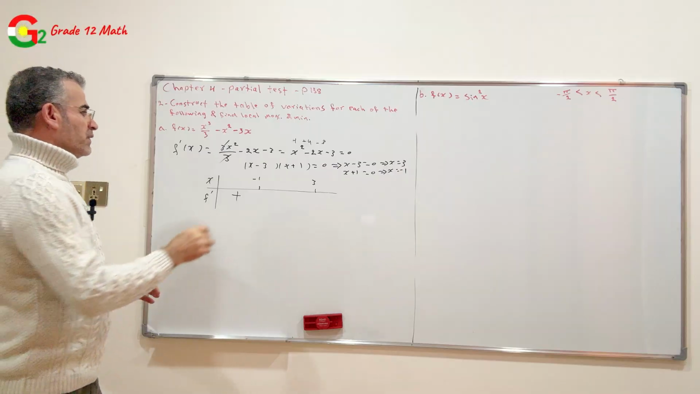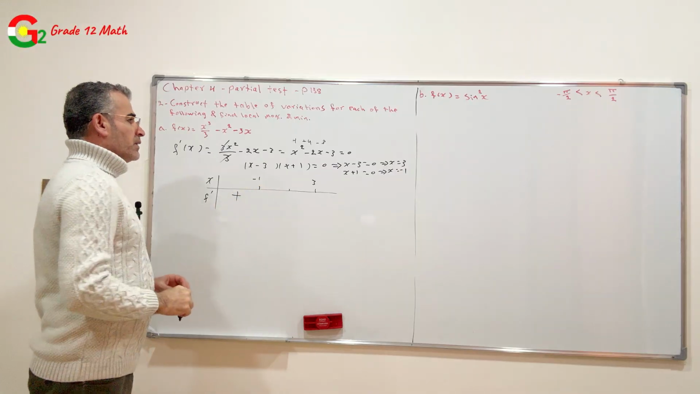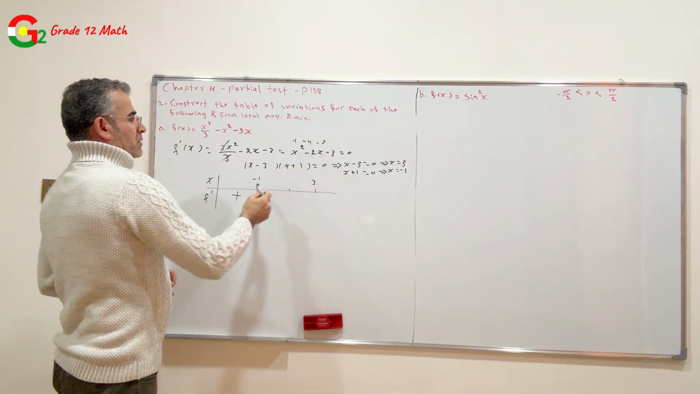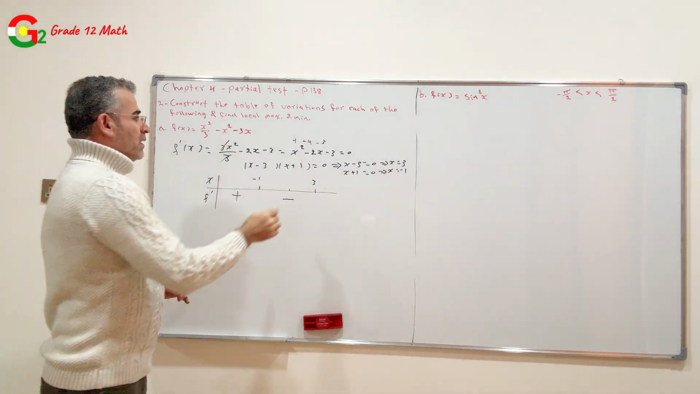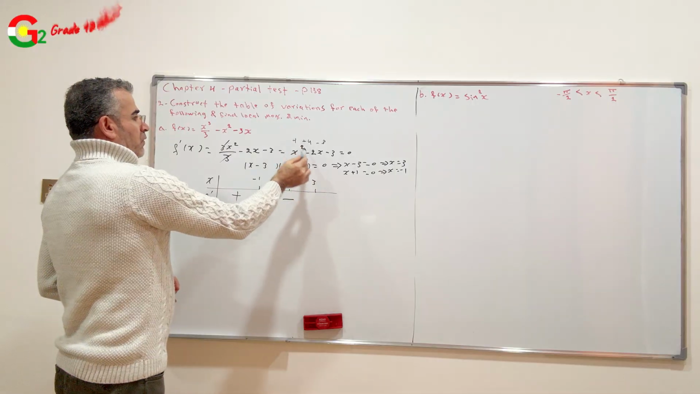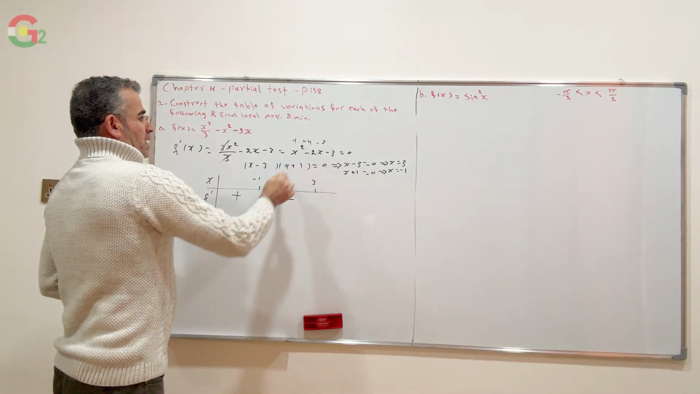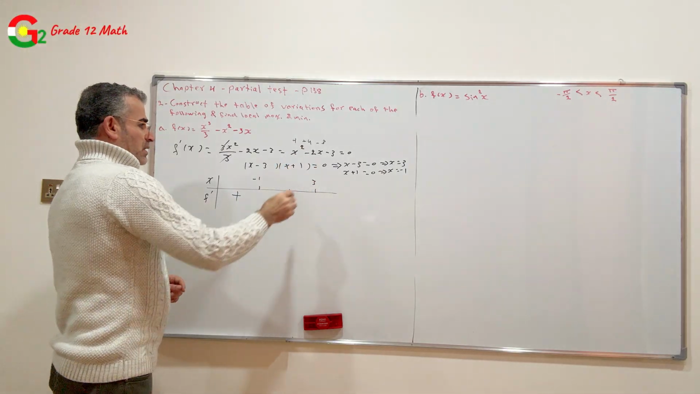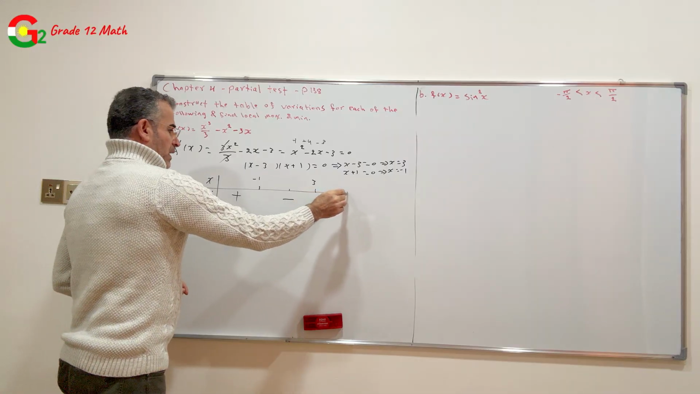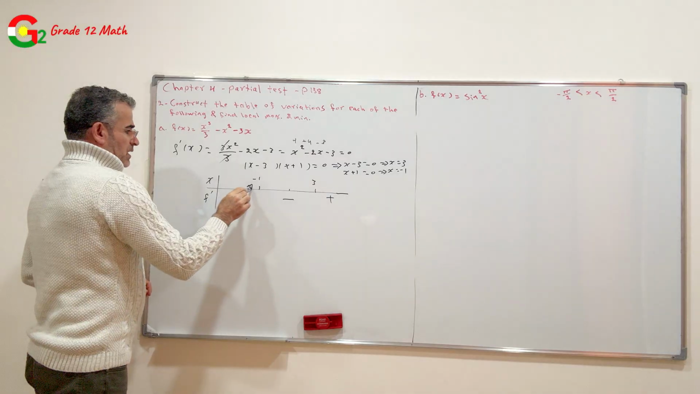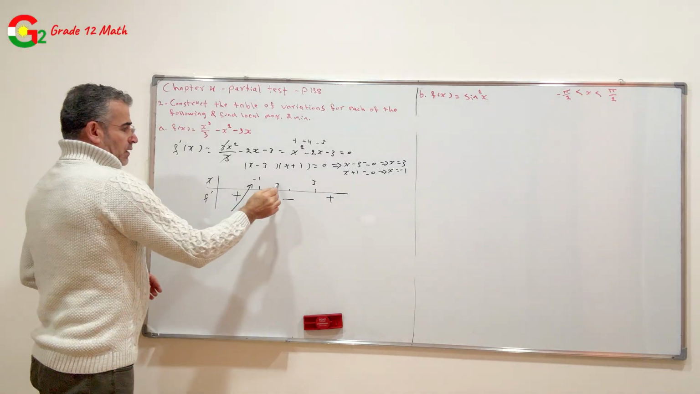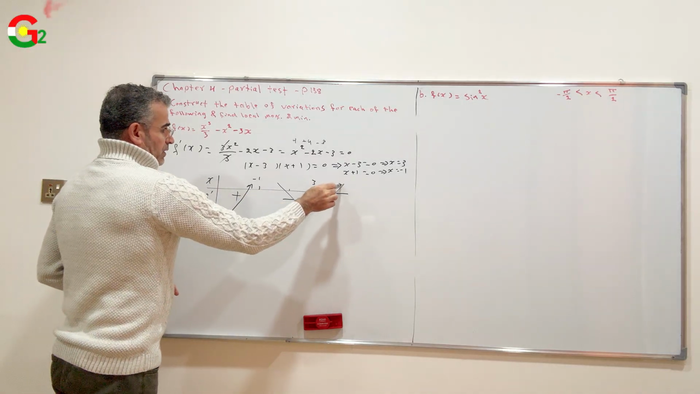minus 3 is 5. Between negative 1 and 3, take 0: 0 minus 0, 0 minus 3, then the sign is negative. After 3, take 4: 4 power 2 minus 8 minus 3, 16 minus 11, it is a positive value. Therefore, the function in this interval is increasing, in this interval decreasing, and here is increasing.